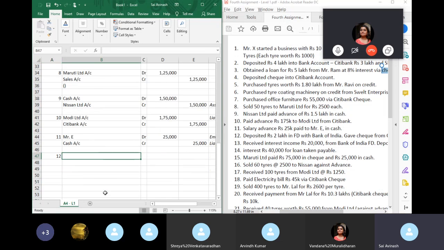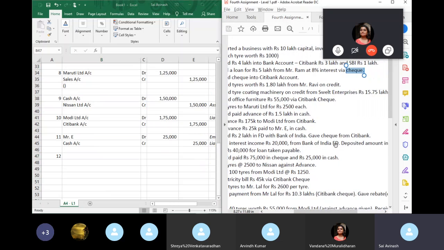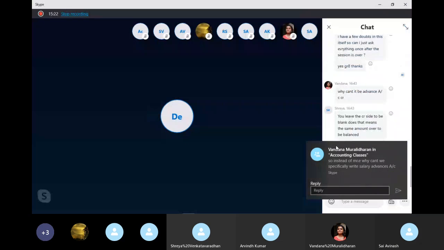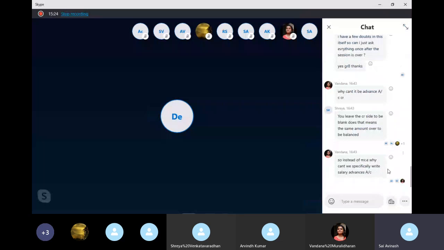Deposited 2 lakhs in FD with Bank of India, gave check from Citibank. Mr. E account. Why can't we specifically write salary advances account? Great question, similar to what you asked before. Let's say there are 5 employees asking me for salary advance. If I debit all of the balances in salary advance account, I wouldn't be able to say which employee I gave what amount. I wouldn't be able to say that.